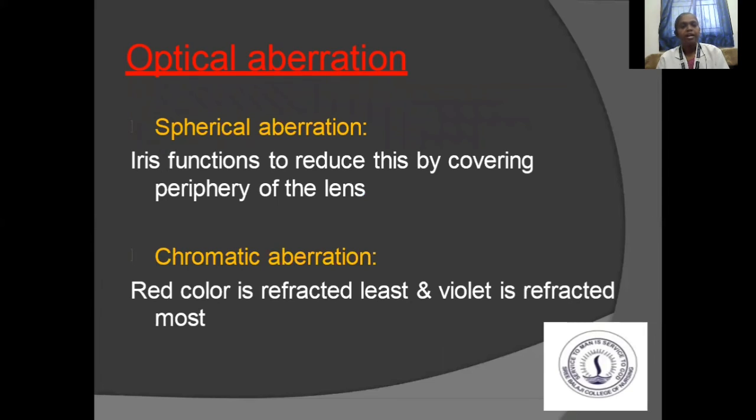Optical aberration is another important refractive issue. We can have two types of optical aberration: spherical aberration and chromatic aberration. In spherical aberration, the iris function is to reduce this by covering the periphery of the lens. Chromatic aberration means red color is refracted least and violet is refracted more. So this is another important refractive error called optical aberration.